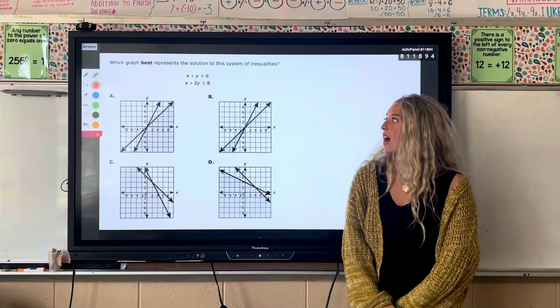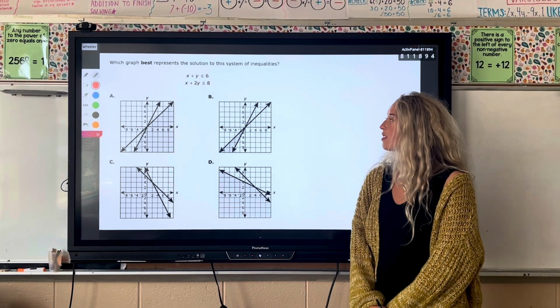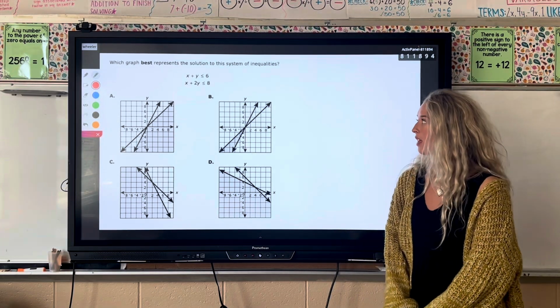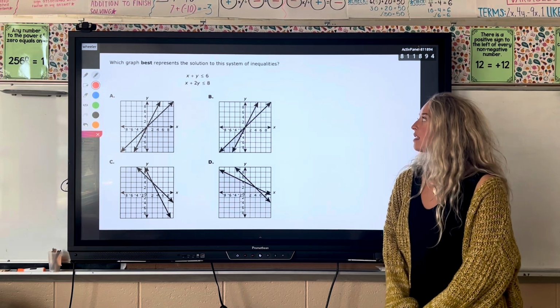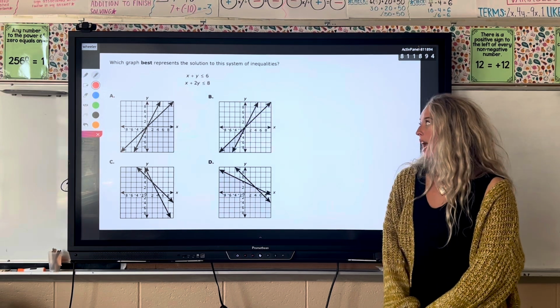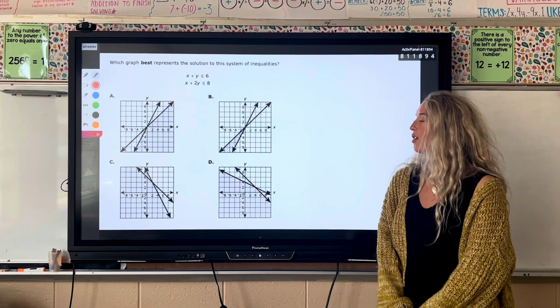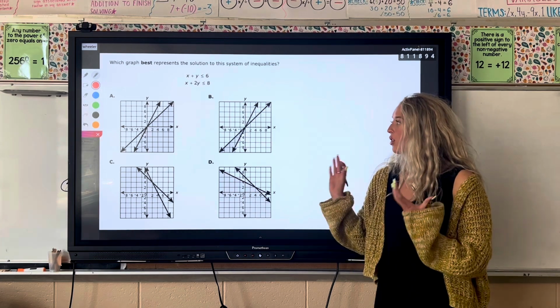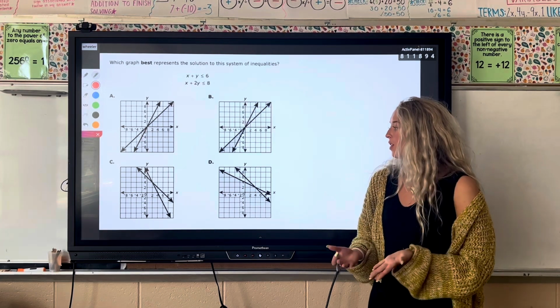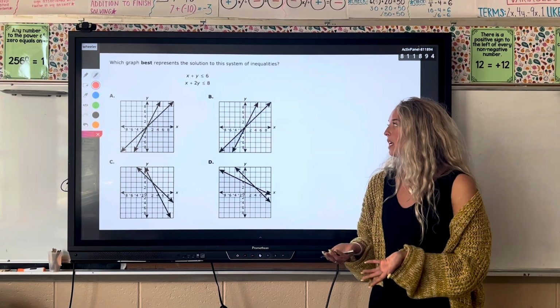The next question that we have says, which graph best represents the solution to this system of inequalities? So we've got x plus y is less than or equal to 6, and then x plus 2y is less than or equal to 8. So I'm looking for which graph shows both of these linear inequalities that are being graphed.